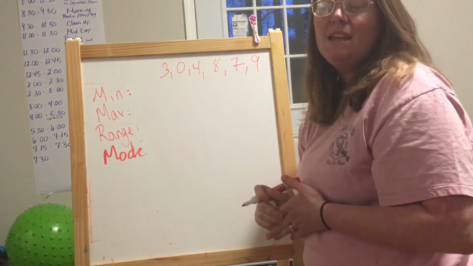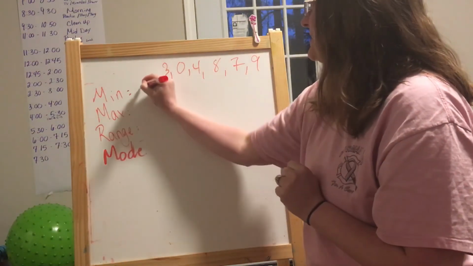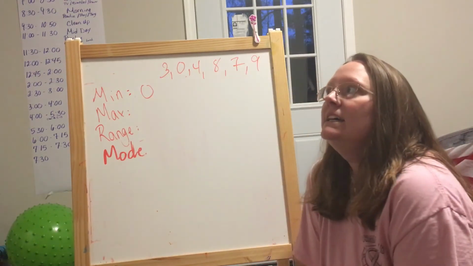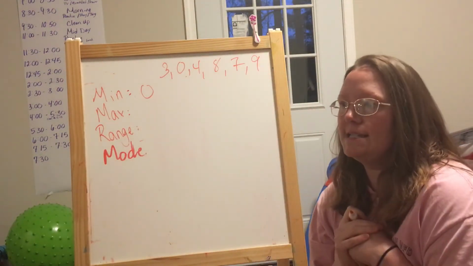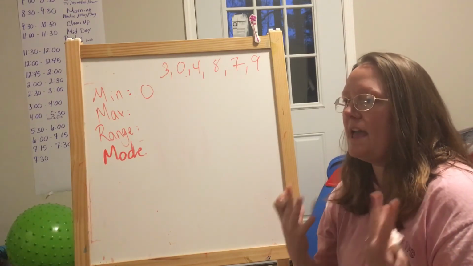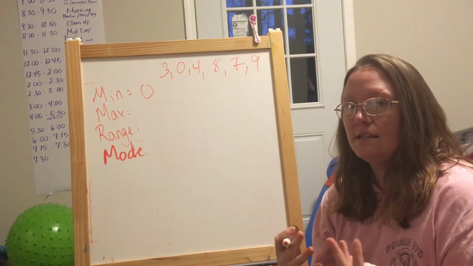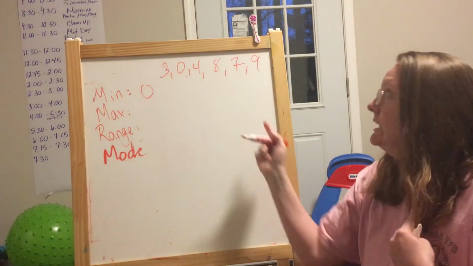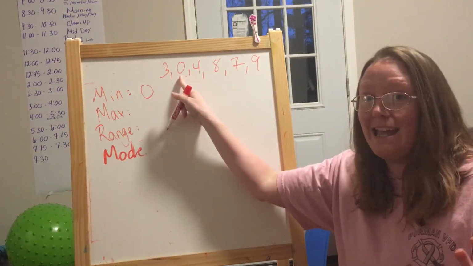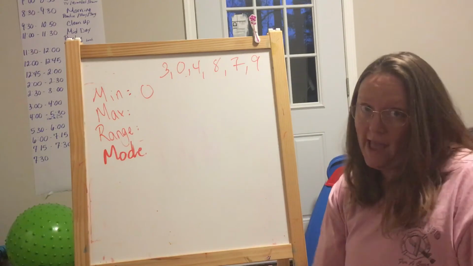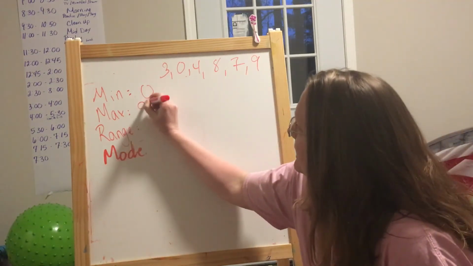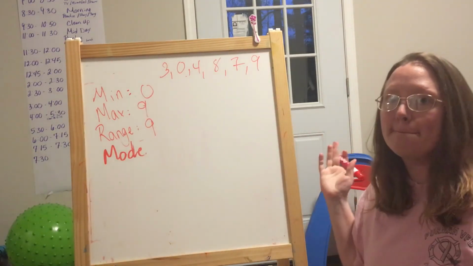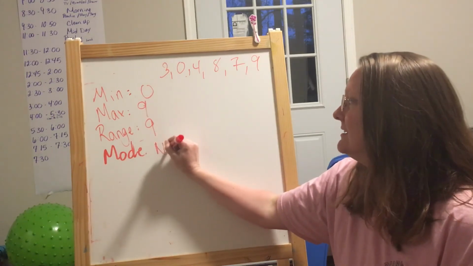Okay. Ready, set, go. Minimum is 0. So it'd be like, if I said these numbers represented kids who ate eggs. Some kids don't eat eggs. We've had that conversation in our classroom before. I eat a lot of eggs, but some don't eat any eggs. So then the minimum would be no eggs, or 0. Maximum, 9. Range, 9 minus 0 is 9. And then the mode is none.